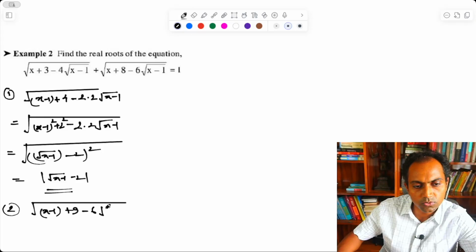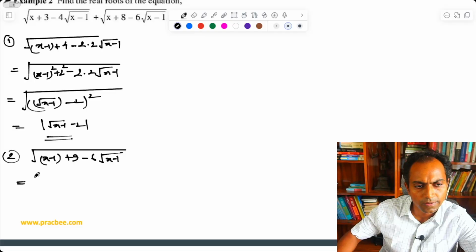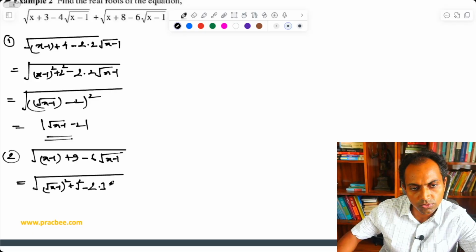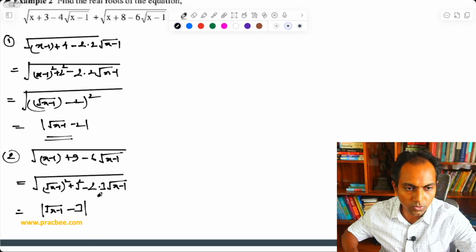Then you have 6 root x minus 1. This can again be rewritten as root of x minus 1 whole square plus 3 square minus 2 into 3 root x minus 1, which eventually can be written as mod of root x minus 1 minus 3. Okay? I have shortened one step. I hope you would be able to catch up with that.